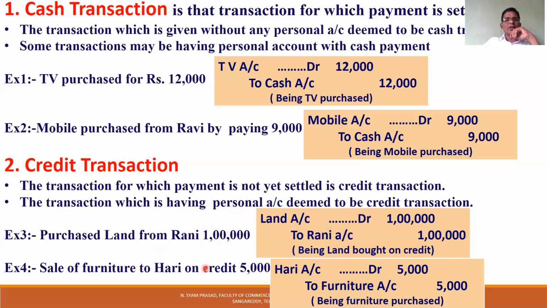Sale of furniture to Hari on credit, 5,000. So furniture sold to Hari for rupees 5,000. A name is there and nothing is mentioned about cash, so it is a credit transaction. And they mentioned credit also. So this is a credit transaction.